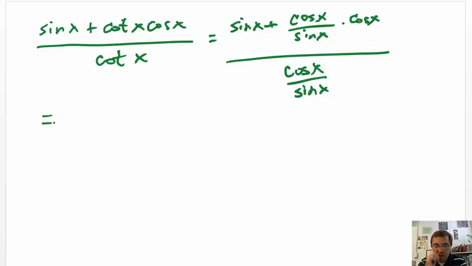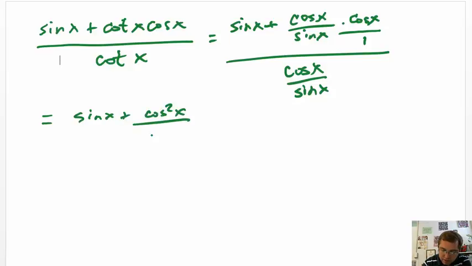So notice what happens on the top. I have sine of x plus cosine of x over sine of x times cosine of x. That cosine of x is just cosine of x over 1. So those multiply together as cosine squared of x over sine of x.